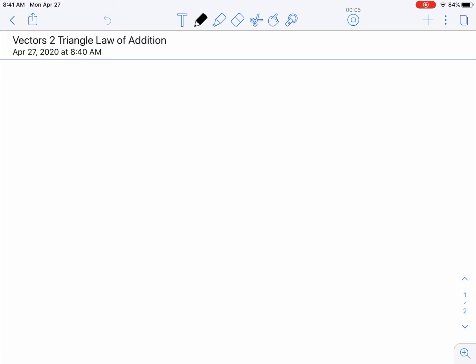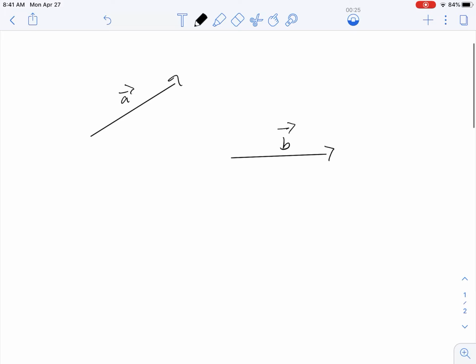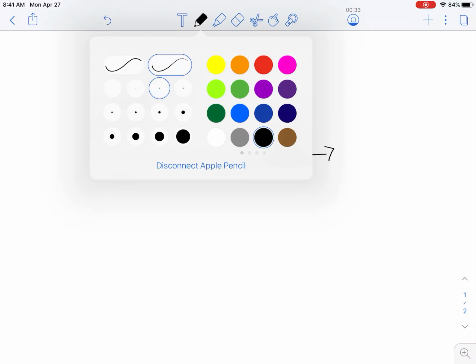Okay, so welcome to, I'm going to call this one Vectors 2, the triangle of addition. Suppose you've got these two vectors. I'm going to have vector A, and then I'm going to have vector B. So when you start to move vectors around, you'll notice how A is going in that direction.